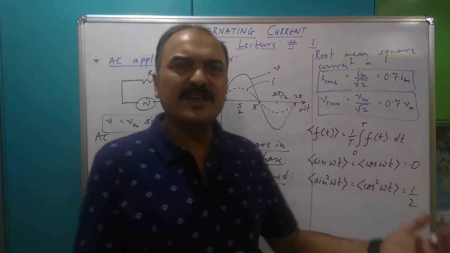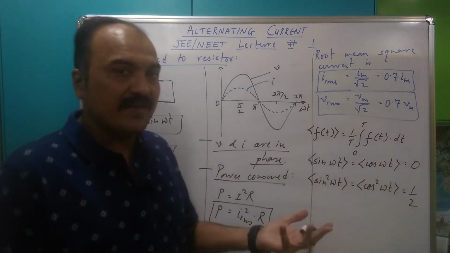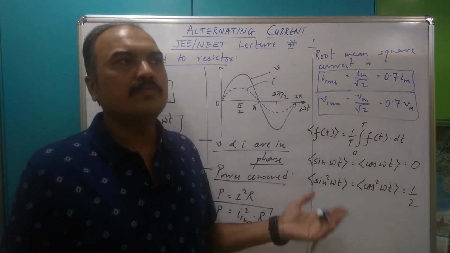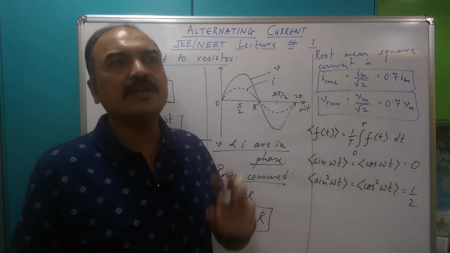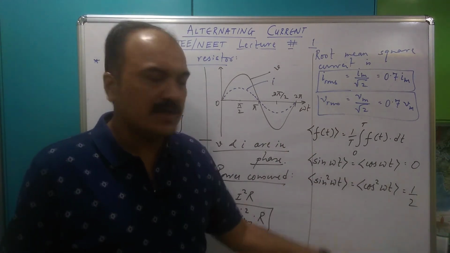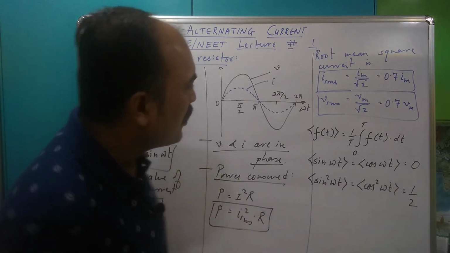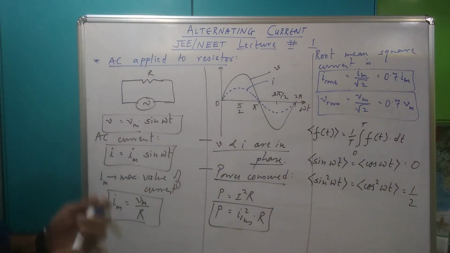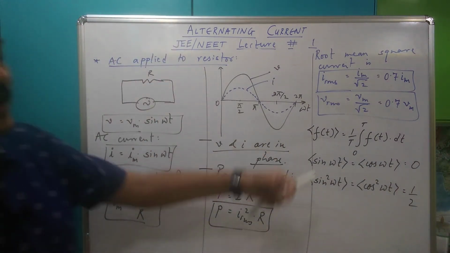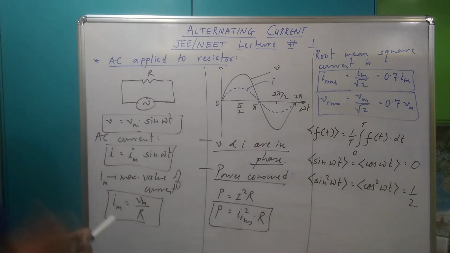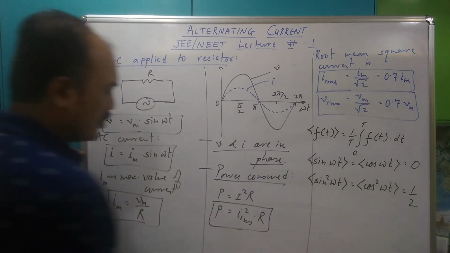We will use these things as and when we require them. These are for use in situations where such values come, and we can directly put the values. Okay, so this is sine omega t average, cos omega t average, sine square and cos square averages. So let's move on. Then we look at phasors also.